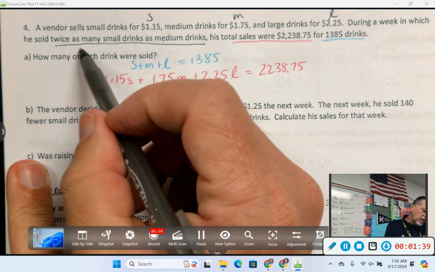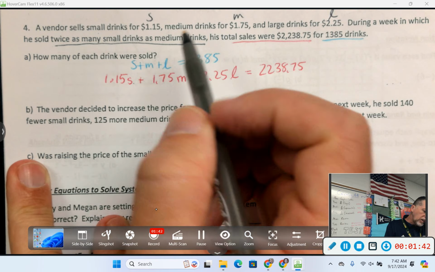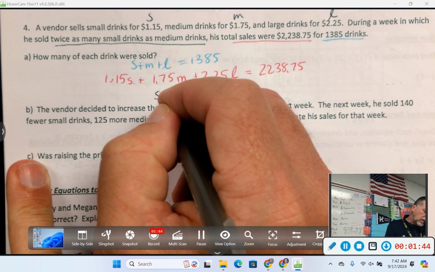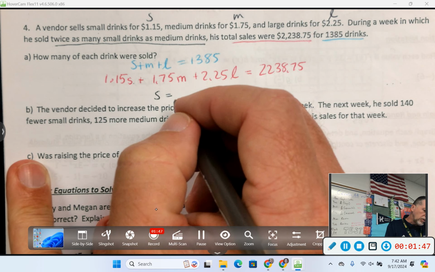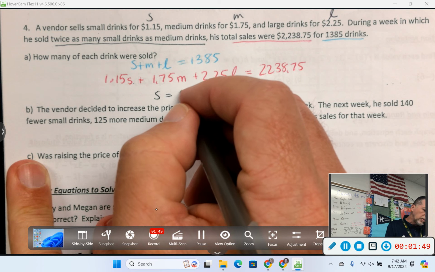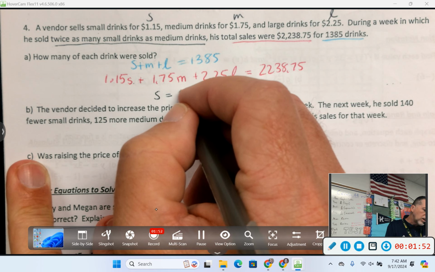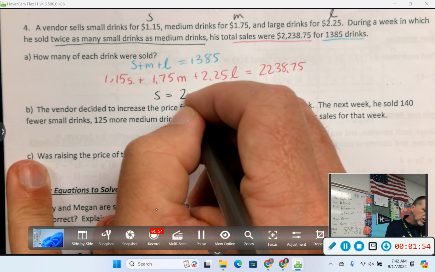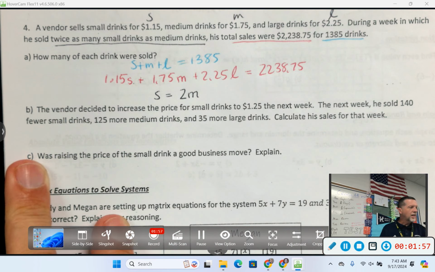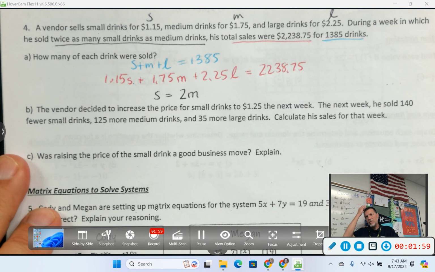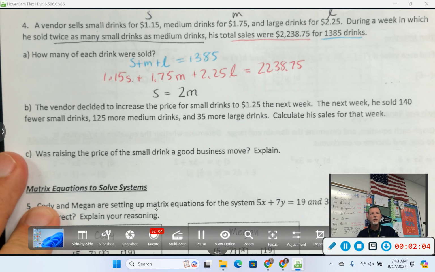And then lastly, twice as many small drinks as medium drinks. Twice as many small drinks. So I think I want to multiply the medium by 2. Right? Because if he sold 5 medium drinks, that means he sold 10 small drinks. Sometimes you got to plug in actual numbers to figure out where the 2 goes. Twice as many small drinks. Yeah, that does look like you should multiply the S by 2, but that's not right. You want S to be equal to twice M.